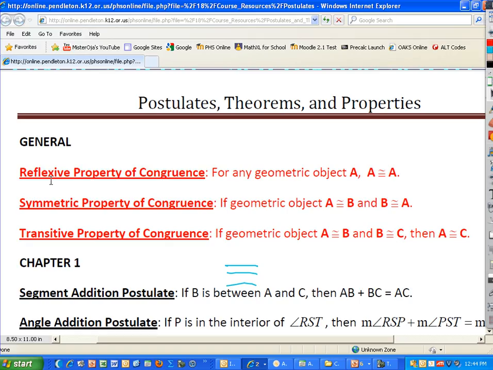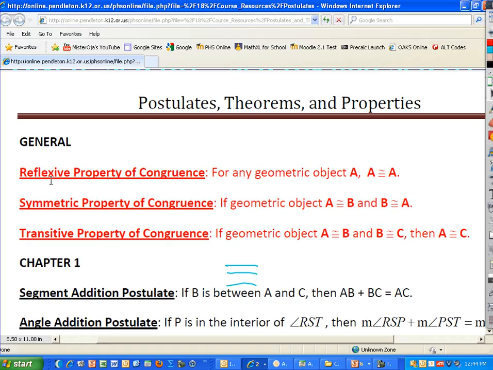This middle one we're not going to use very much while we're here. Symmetric property of congruence just says if geometric objects A and B are congruent, then I can say A is congruent to B, or I can say B is congruent to A. I mean, duh, that's not a big deal. We don't use it much.